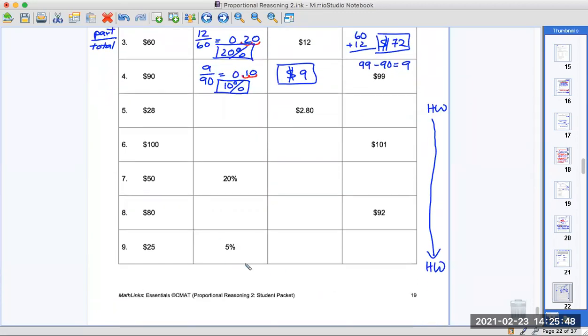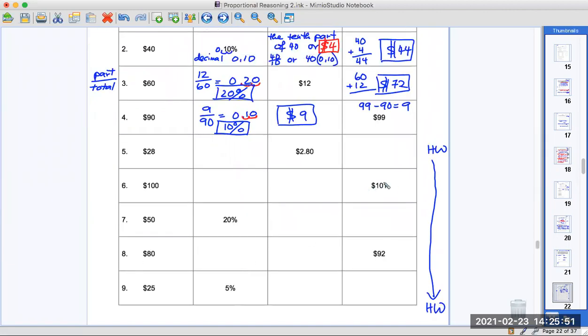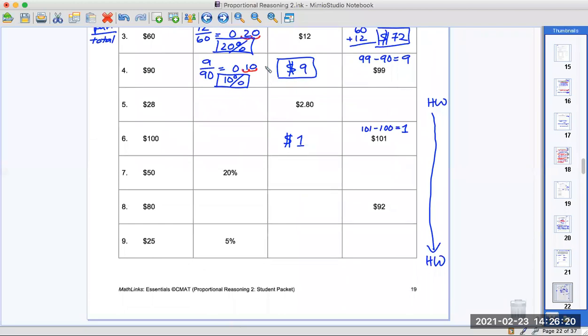And that's page 19. The one that I'm really looking at is this one, 101 and 100. So there's a dollar in tip. The tip is a dollar because it's the difference. So now you're figuring out what percent is $1 out of 100. That's pretty interesting if you can figure that one out. On the bottom, there's no question.